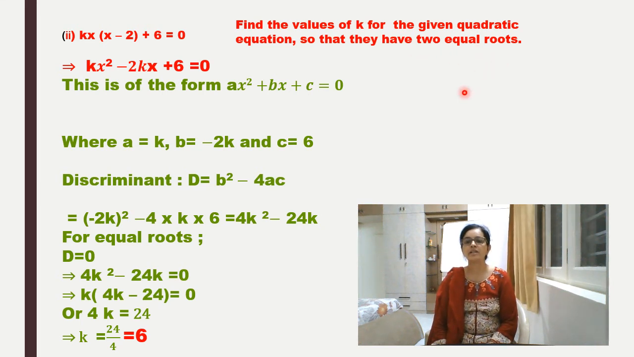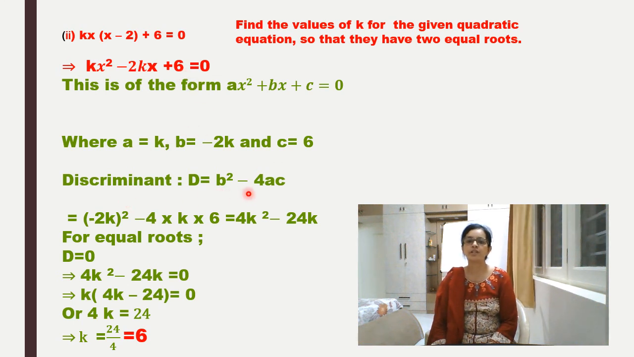Now let us first write the standard form, because then only we will be able to find out the discriminant. The standard form of the quadratic equation is ax squared plus bx plus c is equal to 0. Replace a with the coefficient of x squared, that is k. Replace b with the coefficient of x, that is minus 2k. Again, let me remind you that k is coming two times. And c is the constant term, which is 6. Now this will be helpful to find out the value of the discriminant.